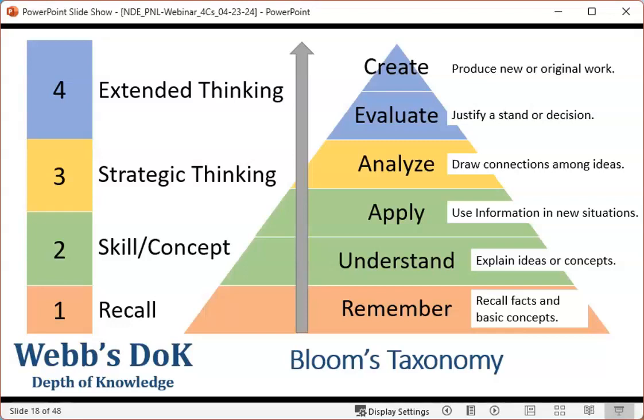But it takes you and I, it takes teachers to get those kids to the higher DOKs, or to the higher part of Bloom's taxonomy, more to that strategic and extended thinking, where they're creating and they're analyzing, they're evaluating, and they're justifying, and they're making decisions and having to justify their decisions and producing original work. That's where we want to really start thinking about the 4 C's. How can I get my kids to the top of Bloom's taxonomy, or to DOK level 3 and 4?